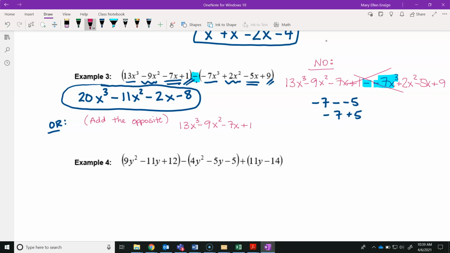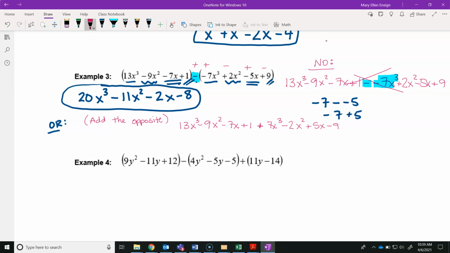And then instead of subtracting, I'm going to add. And then instead of each of those terms, I'm going to have the opposite. So if I change this to addition, I'm going to change this to a positive, negative, positive, negative. So I'm going to have plus 7x cubed minus 2x squared plus 5x minus 9.